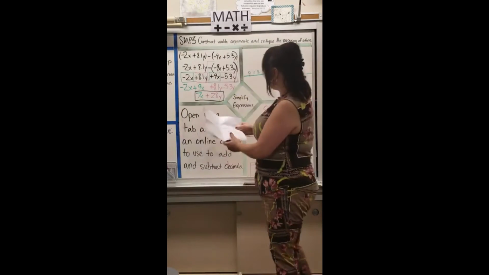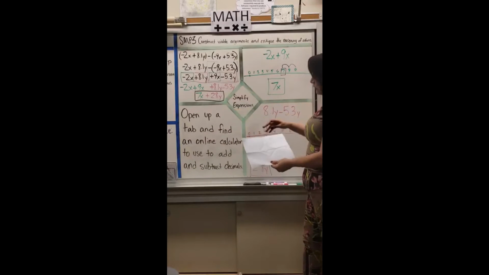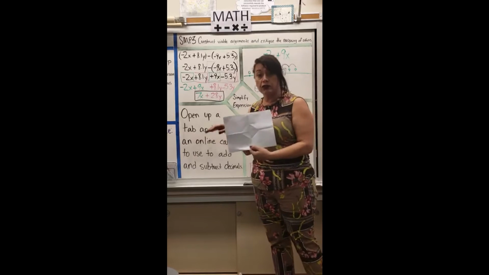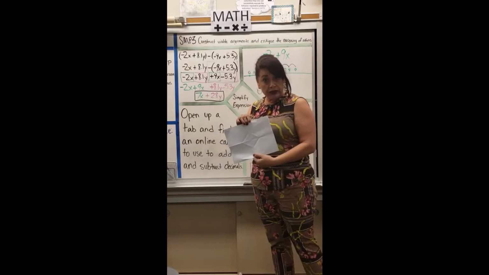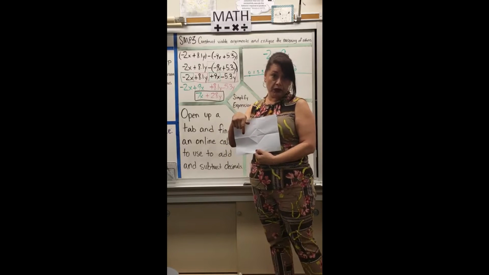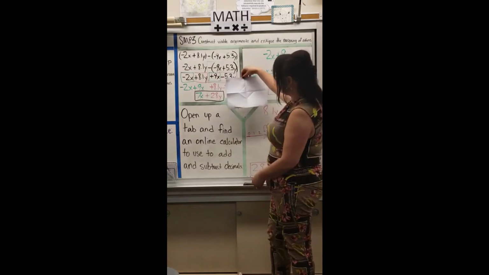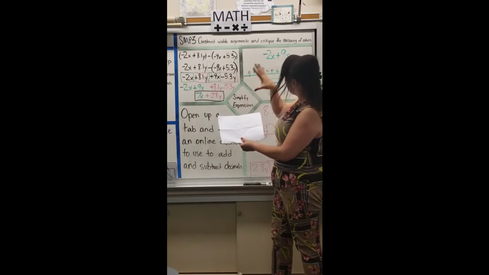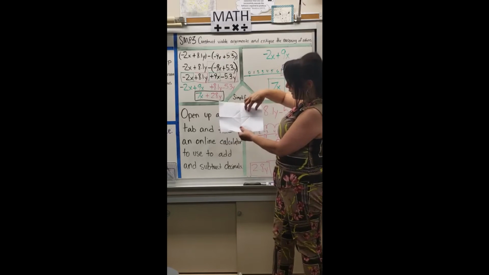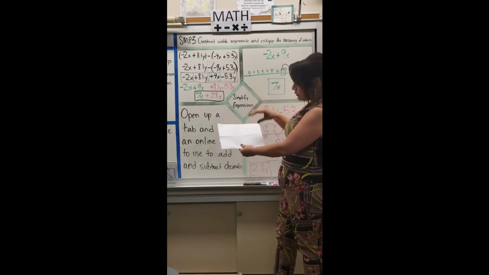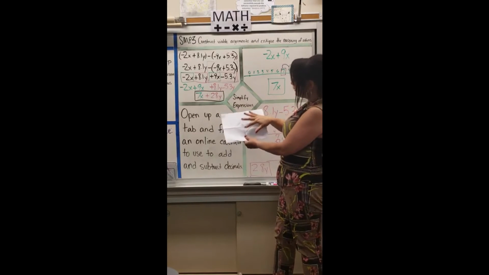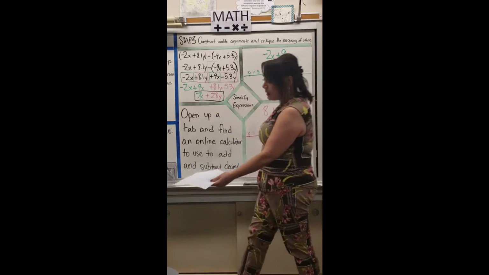So this Frayer model, you're going to have to copy all this information onto this Frayer model. Those of you that did not do this yesterday, you're going to have to do it today if you want to get to that popcorn and chip party on Monday. So with this, you're going to write everything that's in this quadrant right here, everything in this quadrant right here, everything in this quadrant right here, and everything in this quadrant right here. And right in the center, you're going to write simplify expressions.